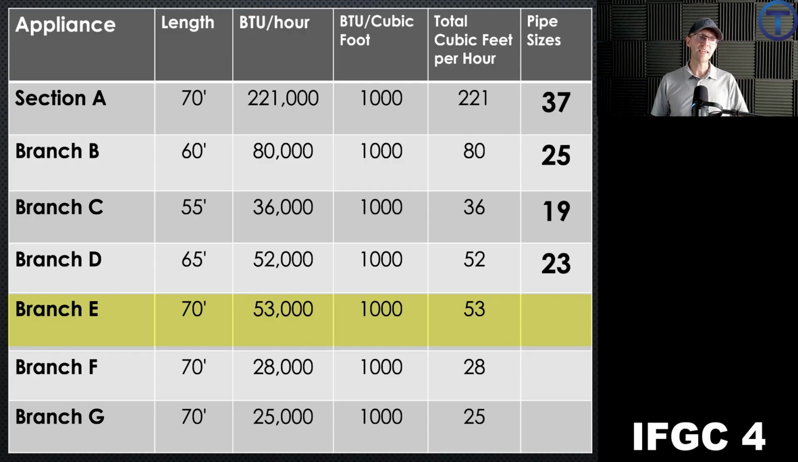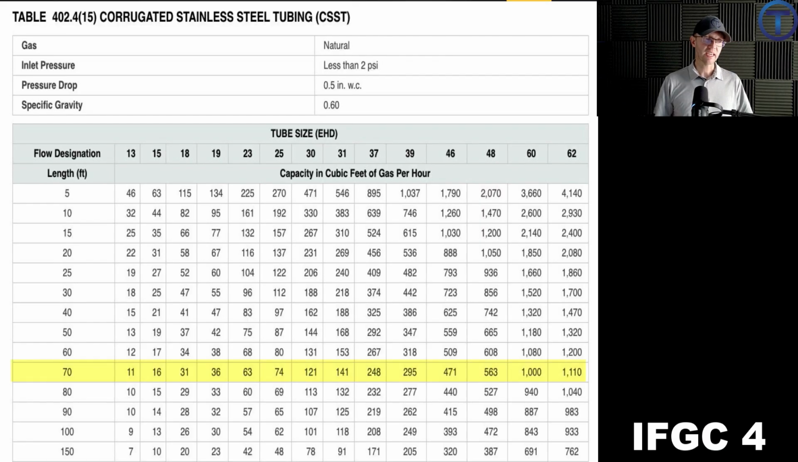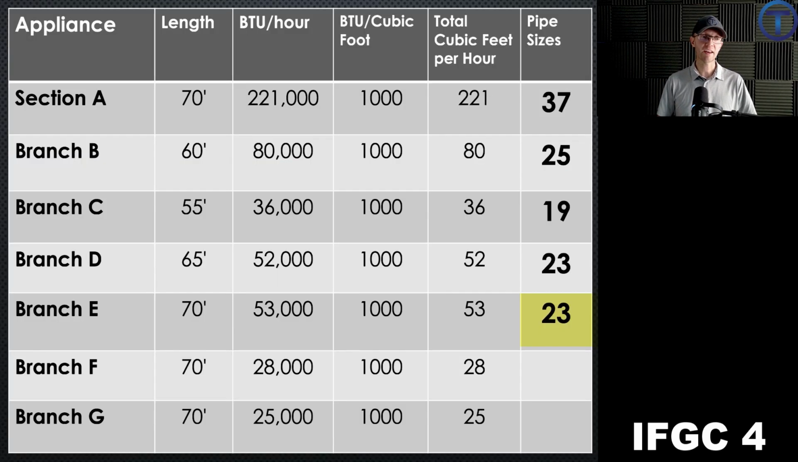Let's go to branch E. We have a length of 70 feet and 53 cubic feet per hour. Branch E runs from the manifold up to the dryer and room heater where they split. We'll take our distance of 70 and come across with 53 cubic feet per hour. It's more than 36. It's less than 63. So we come to the top and we find a tubing size of 23. We'll put that on our table.